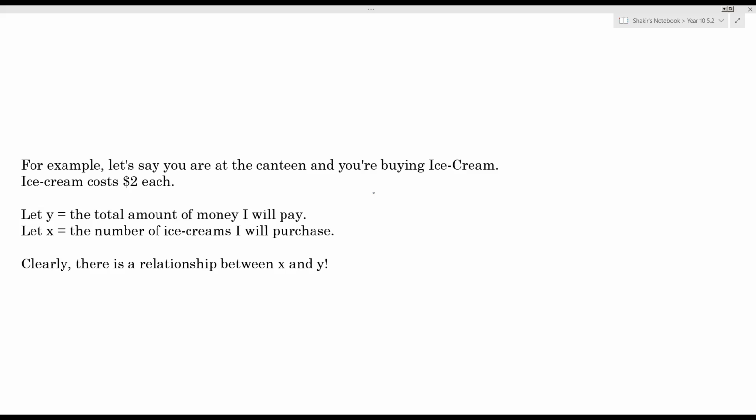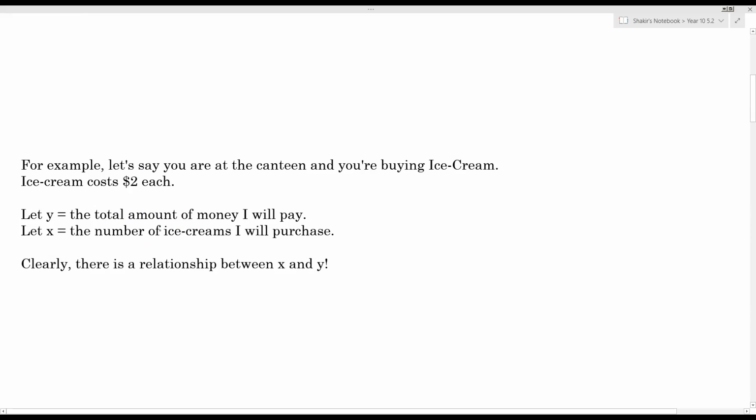Now, clearly, there's a relation between x and y. Because if you buy 2 ice creams, you're going to pay $4. If you buy 5 ice creams, you'll pay $10. So clearly, there's a relationship between the total amount of money I pay and the number of ice creams I purchase. The more ice creams I purchase, the more money I will pay. Specifically, it's $2 each, right?